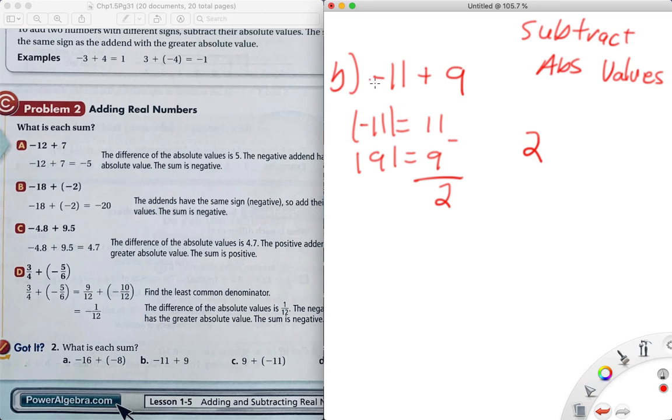Then I go back to my original problem and I ask myself which one is the bigger absolute. Oh, the 11 was the bigger absolute. What is the sign of the bigger absolute? The sign of the bigger absolute is negative. Since that sign is negative and 11 is the bigger absolute value, you go with the sign of the bigger absolute value. In this case, since it's negative, your final answer will be negative. When they are different signs, you subtract their absolute values. You subtract the bigger absolute minus the smaller absolute, and whatever sign the bigger absolute is going to be the sign of your final answer.